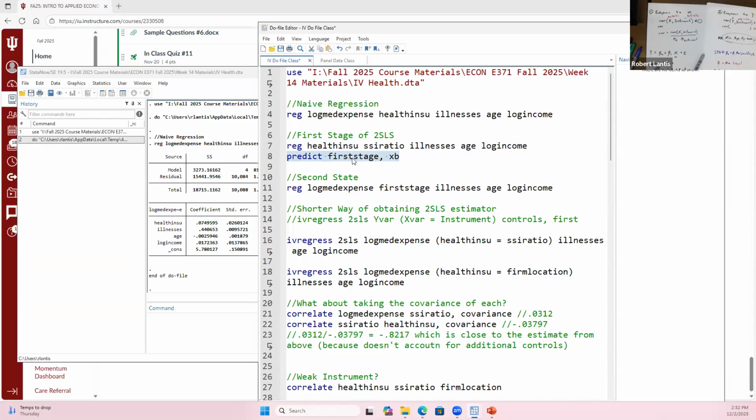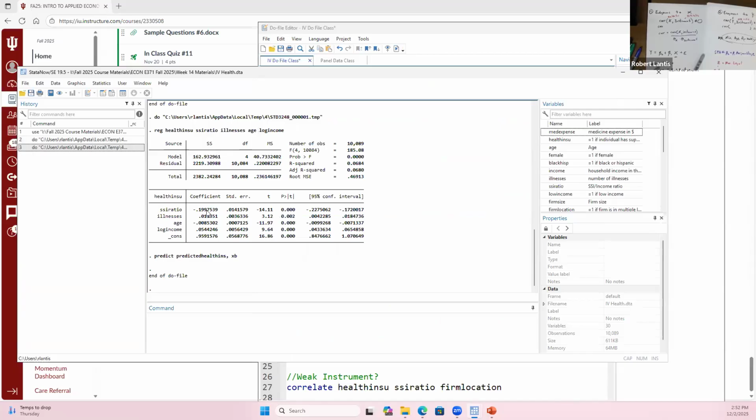So predict, create this new variable, which is first stage, or I could even name this something different that might help. Let's say it's predicted health insurance. All right, so that's the name of my new variable. I'll run this first stage regression. Sure enough, I can see that social security income ratio, what is evidence that it's correlated with whether or not I get health insurance?